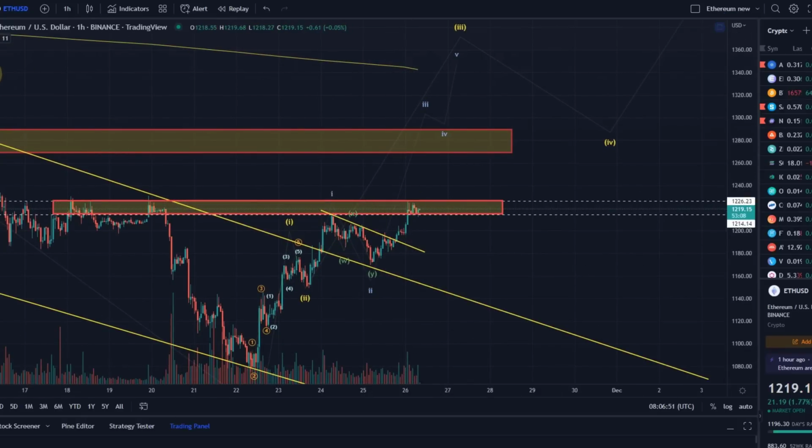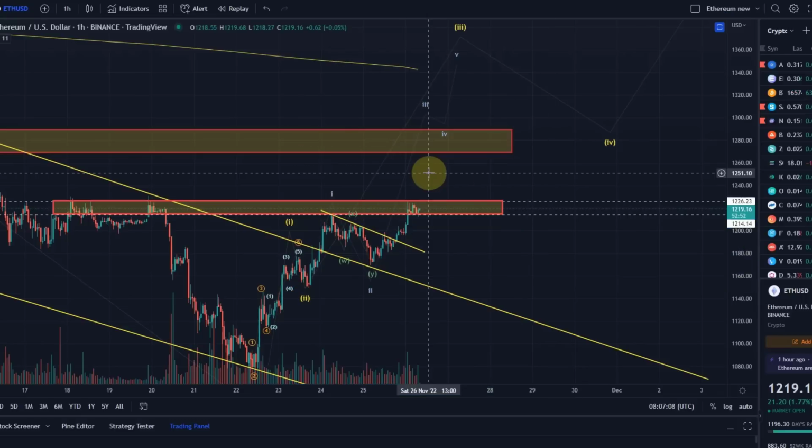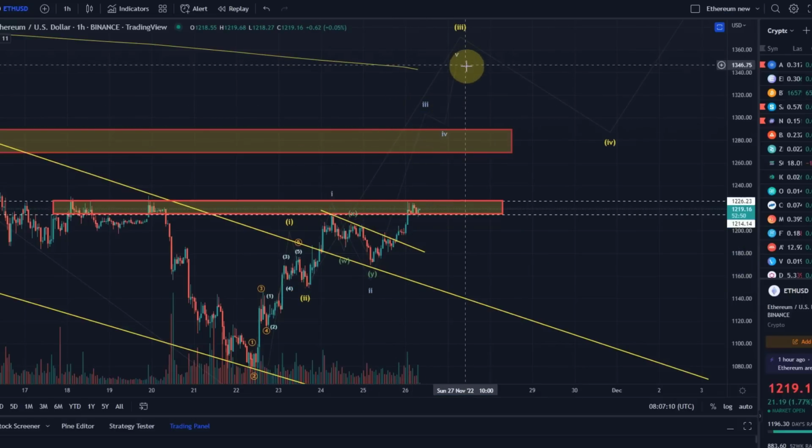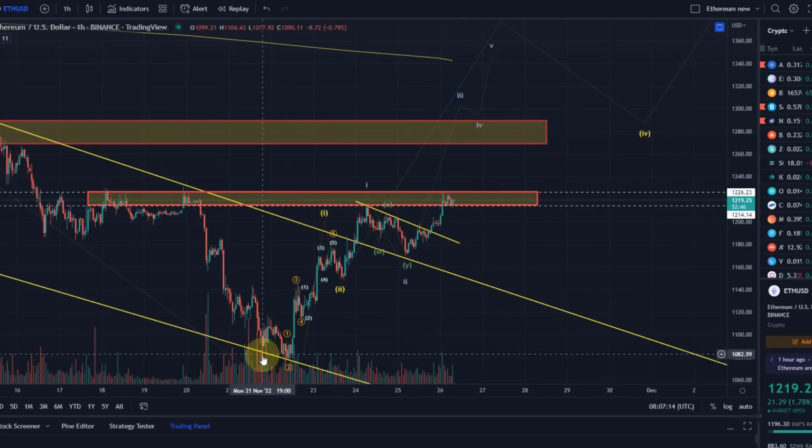If we take a look at the target for the blue wave 3, and we take the length of wave 1, add it to the low of wave 2, the target would be 1274. It takes us exactly into this resistance, okay? So this would be the target for the blue wave 3. Of course, then we'll have a blue wave 4 and a blue wave 5 to finish off the yellow wave 3. The yellow wave 3 is this one here.